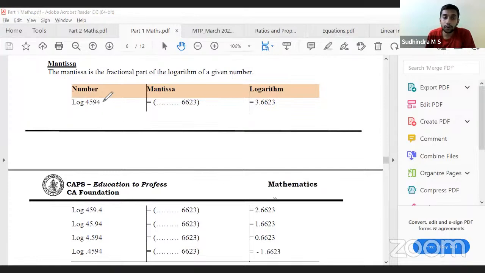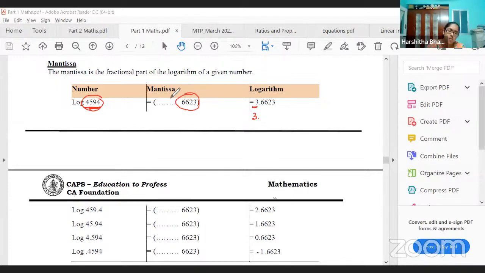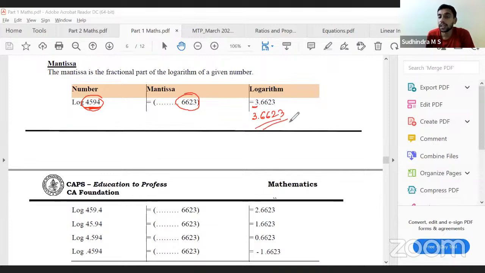So if 4594 is the number on which we have to get the logarithm, what is the characteristic here? Is the number greater than 1? Yes, the number is greater than 1. So we go with counting the number of digits. 4 minus 1, 3 is the characteristic. Now in the logarithm table, this is the value that we get for that particular number. So 6623 is the mantissa. So 3.6623 would be the logarithm value of 4594.